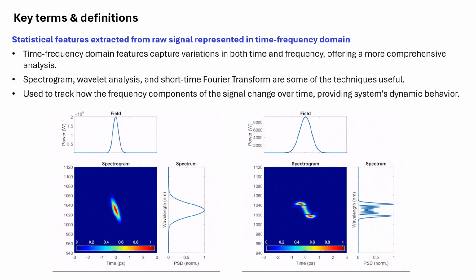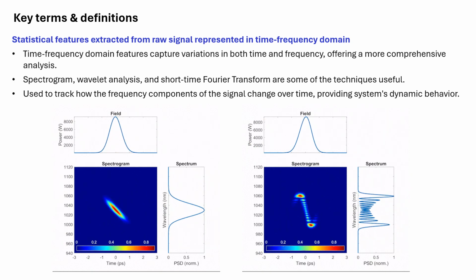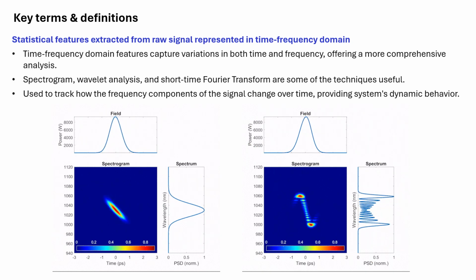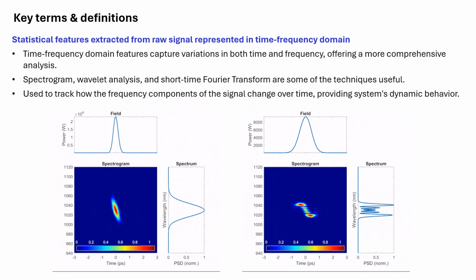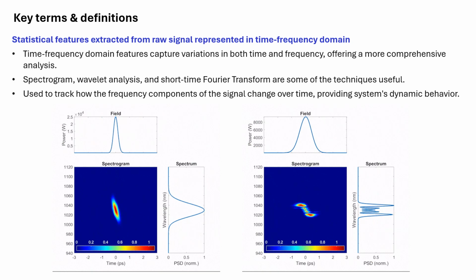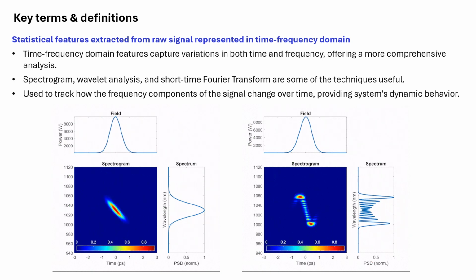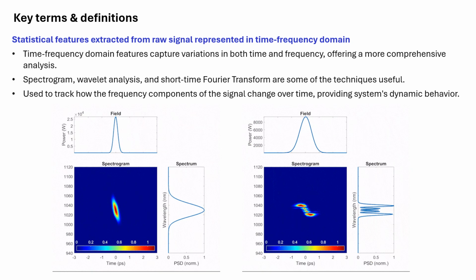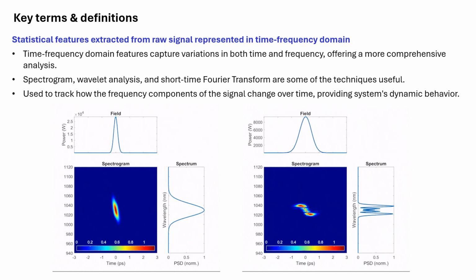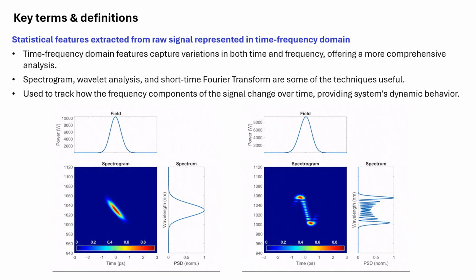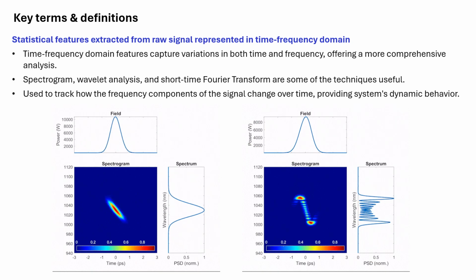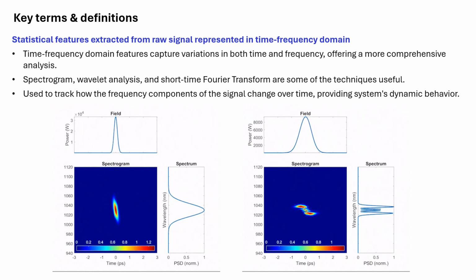Wavelet analysis involves the use of wavelets, which are mathematical functions that can be applied to a signal to reveal localized information in both time and frequency domains. This technique is particularly useful for capturing transient events and abrupt changes in a signal, providing a high-resolution view of time-frequency variations. STFT is another technique employed to analyze how the frequency content of a signal changes over time. It involves dividing the signal into short segments and applying the Fourier transform to each segment.